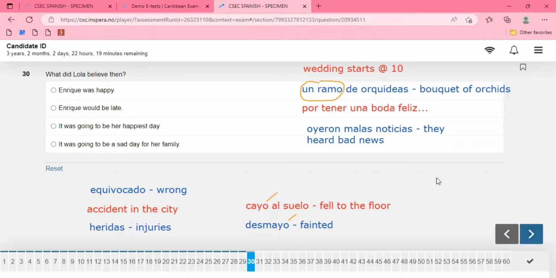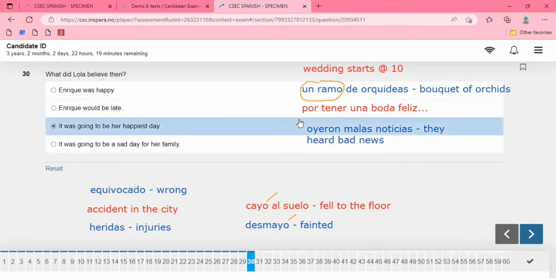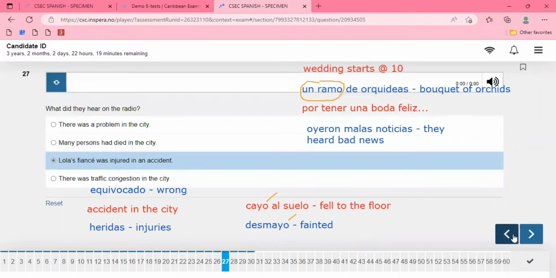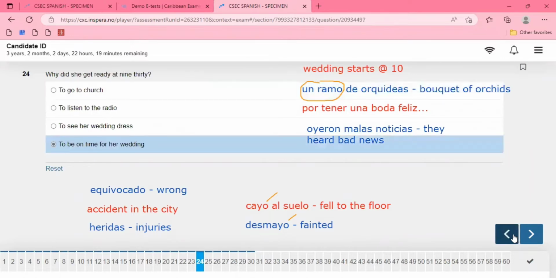What did Lola believe then? I kind of gave that away. But after she heard that Enrique was fine, he wasn't actually hurt, she knew that this would be the best day, or the happiest day specifically, of her life. All right, so now we're going back to listen to the entire thing.